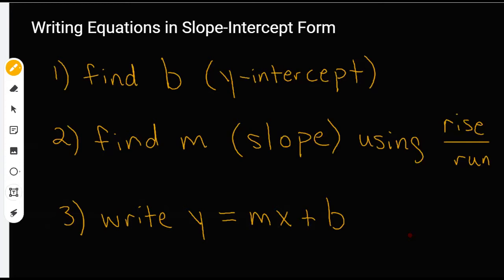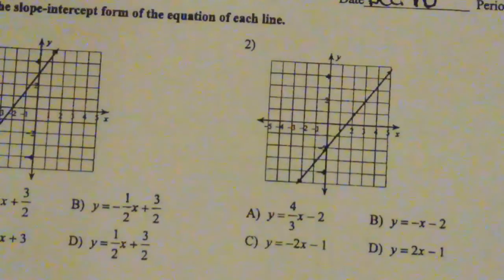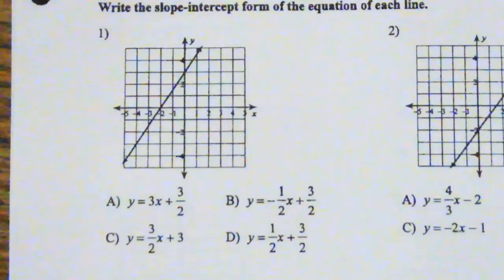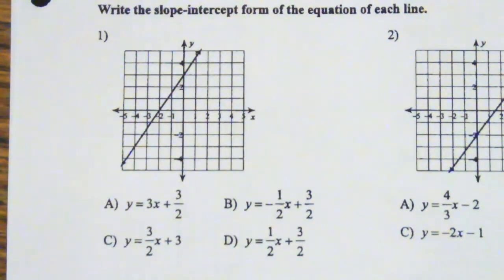Okay, good. So let's go ahead and take a look at number 1. Okay, number 1 is up there. Good. I'm going to see if I can zoom in on it. There we go. Let's look at number 1. The first thing that we're going to do is figure out what b is. Where does it cross the y-axis? Where does this line cross the y-axis?